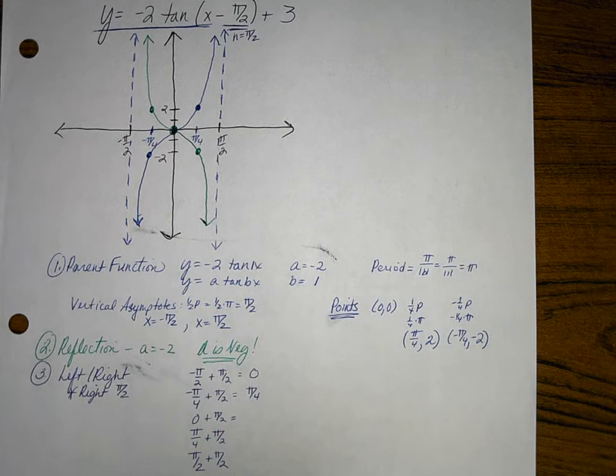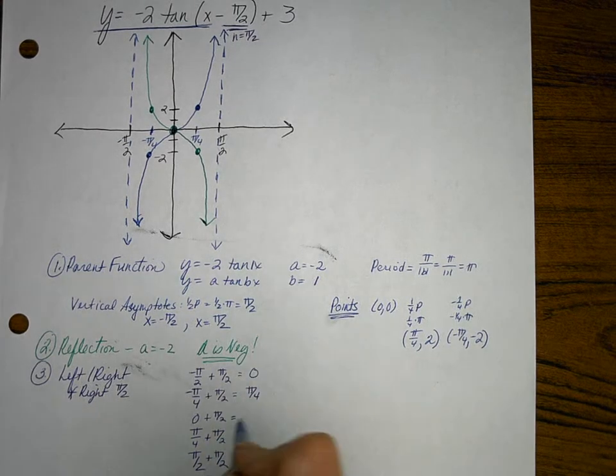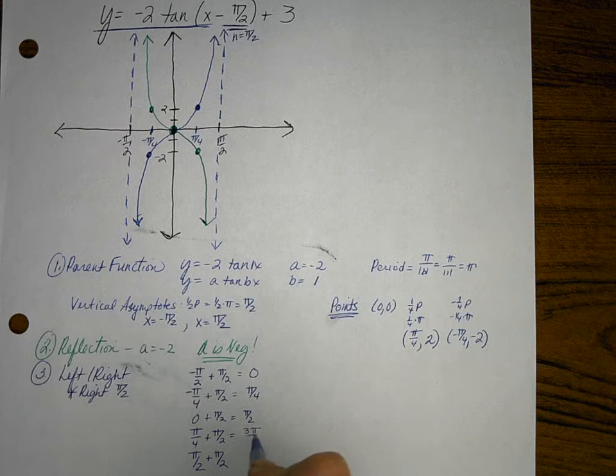All right, 0 plus pi over 2. Pi over 2. A quarter of pi plus a half of pi. Good. 3/4 of pi, which is 3 pi over 4. Beautiful. And a half of pi and another half of pi is a full pi.